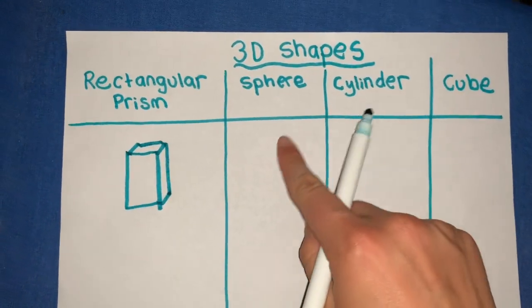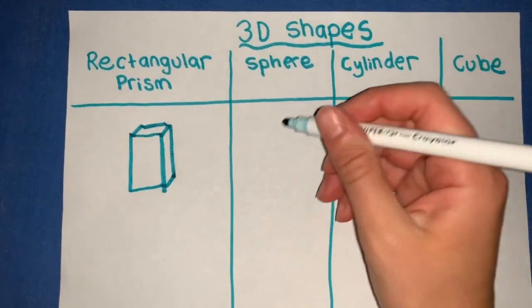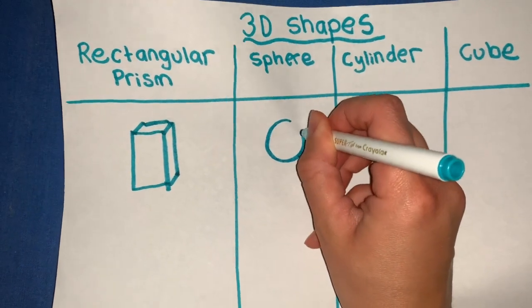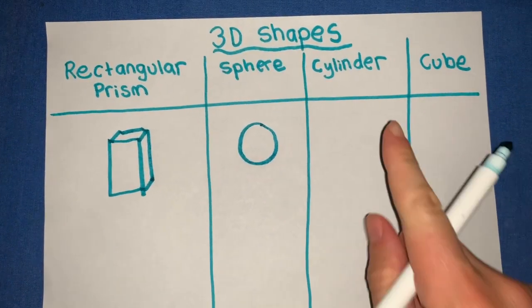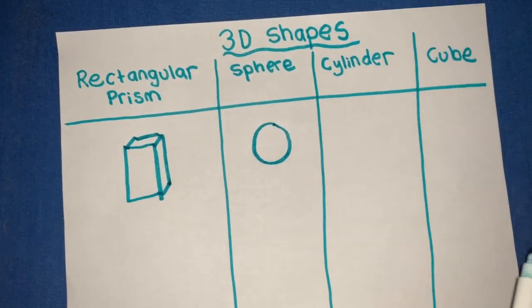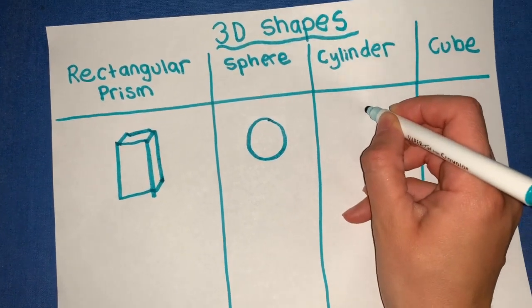All right, the sphere is probably the hardest to draw. Remember, that's like the orange or a ball. We're just gonna draw a circle for that because it's hard to show that it's a 3D circle. So we'll just draw a circle. Cylinder. So even though it's a circle on the top of the cylinder, we're gonna draw more of an oval shape.